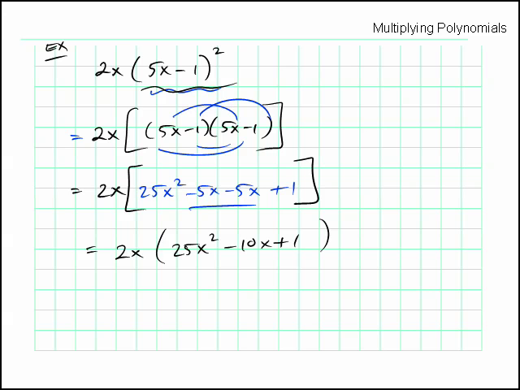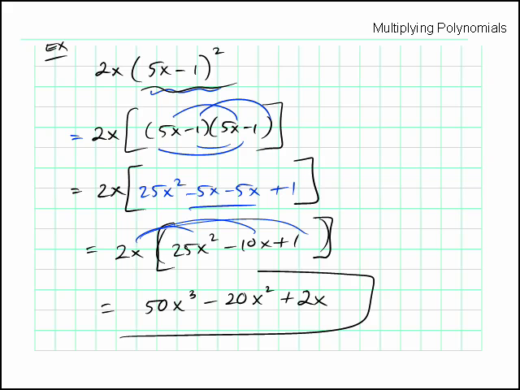You could still use the brackets there. It doesn't matter. Parentheses, brackets, same thing. And now we have to distribute that 2x in. If we do that, times this, times this, times this, we end up with 50x cubed minus 20x squared plus 1 times 2x is 2x. And there's our answer.